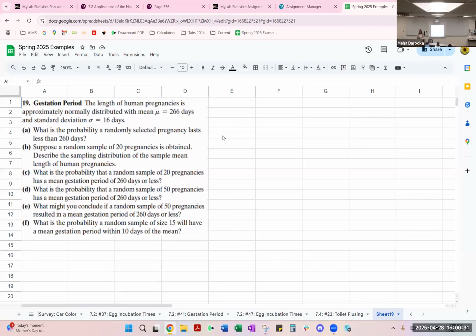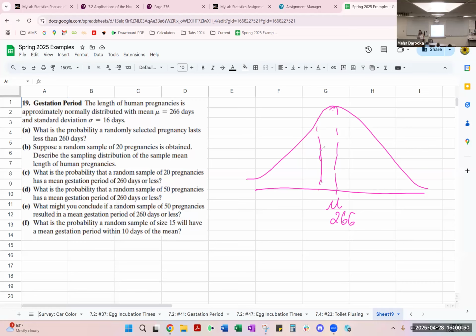If we're talking about a normal curve, I'm just going to do a rough sketch over here, with the mean obviously right in the center at 266 days. And then you're talking 260, somewhere over here, right? It's obviously not one standard deviation below the mean, because one standard deviation should be 16 days, whereas 260 is only 6 days less than 266. So you're not an entire one standard deviation below. So you definitely cannot use the empirical rule here, which means we have to go the traditional route.